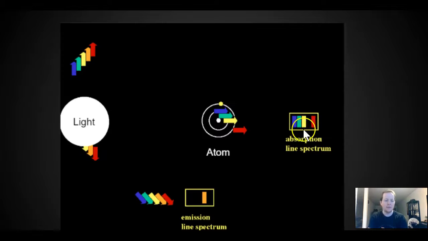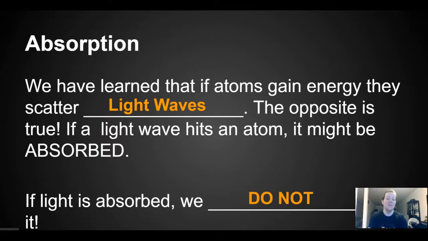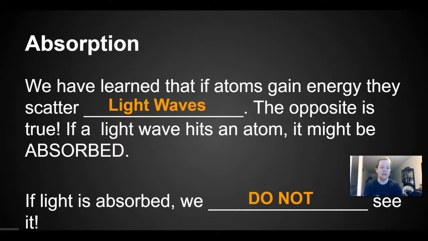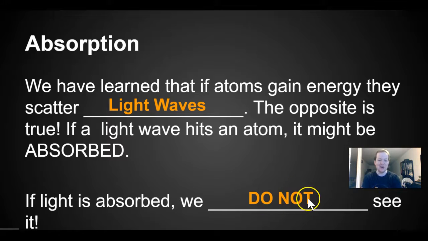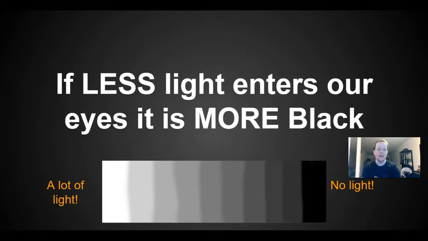Again, let's look right here. The orange light was absorbed. If light is absorbed, my video is blocking the word. It says we do not see it. If light is absorbed, we do not see it. Oh, look at that. Aha! We do not see it. Oh, okay. Does that make sense?